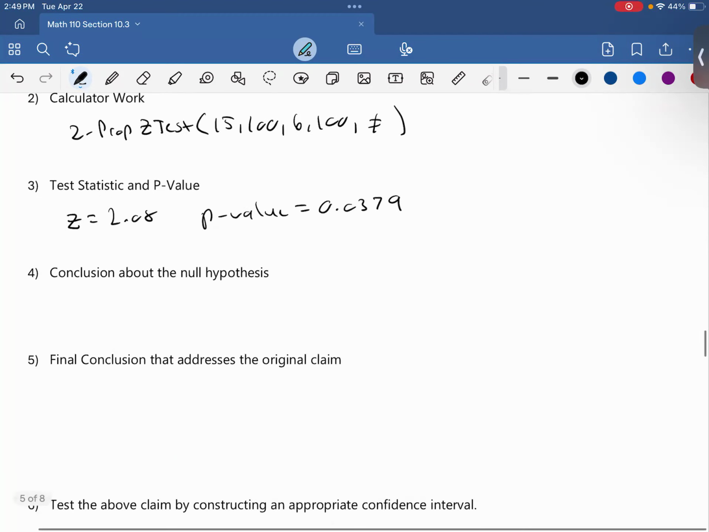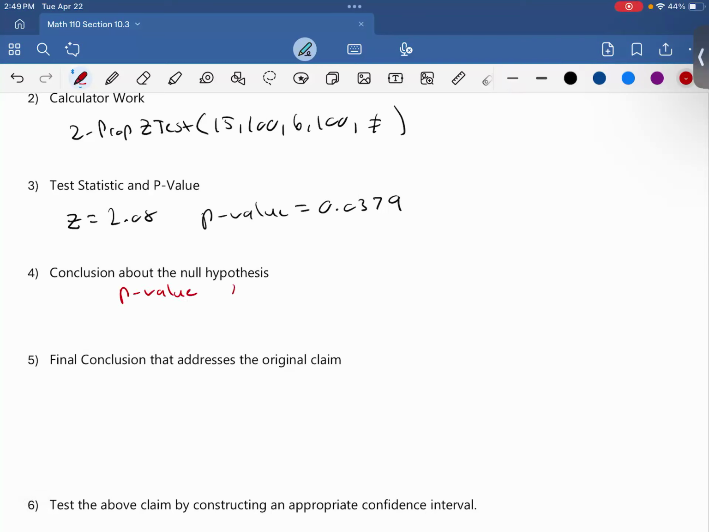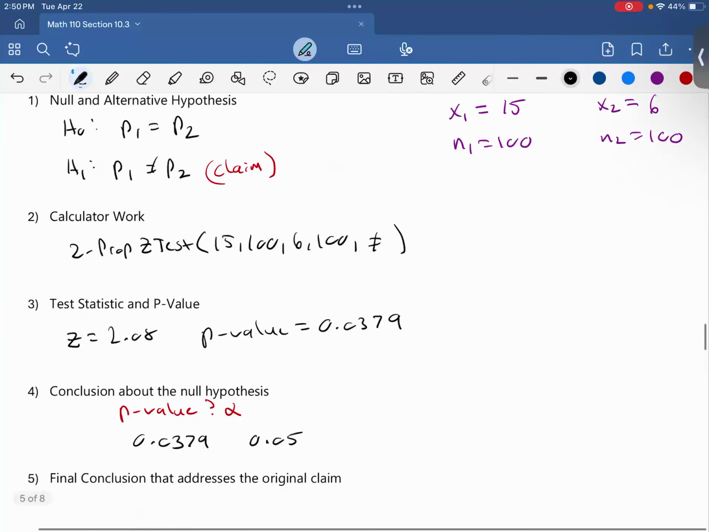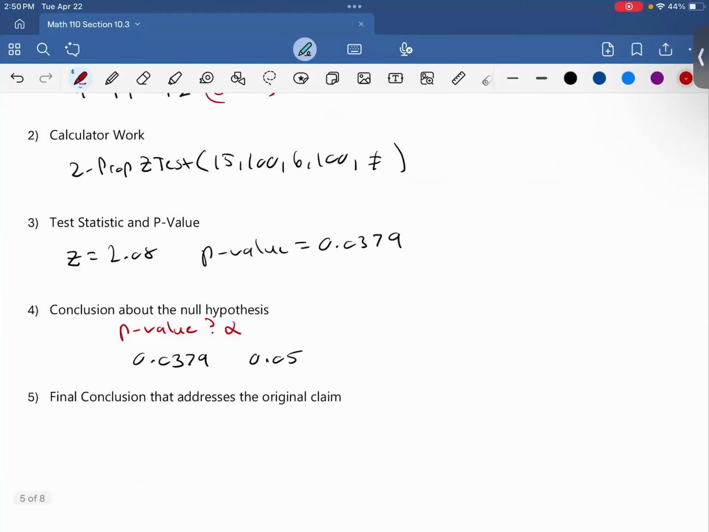All right, so conclusion about the null. We compare our p-value and our alpha, which one's bigger, which one's smaller. Our p-value was 0.0379. Our alpha that they gave us was 0.05, our significance level. We just see which one's bigger, and you can see that our significance level is bigger. So what we do here is reject the null.